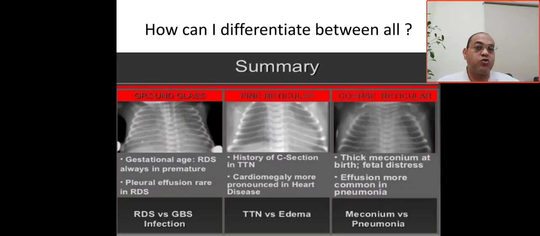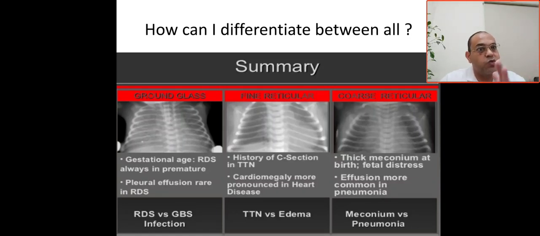In pulmonary edema, the patient will actually have cardiomegaly and pulmonary edema. If you look at the natural course of TTN, after 48 or 72 hours it becomes normal. It will resolve. In cardiac disease, the cardiomegaly will not resolve.